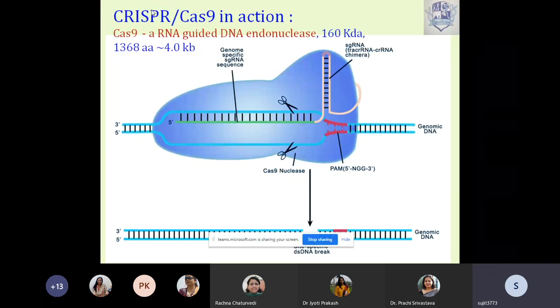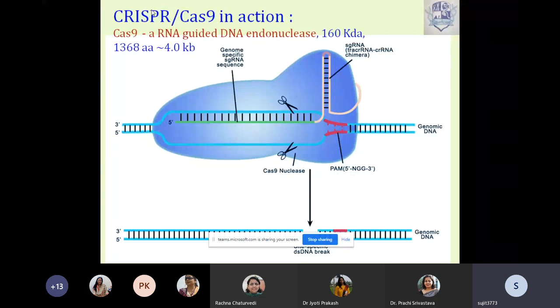Why is this Cas9 in action? How does it act inside the genome, from where to where you wish to edit the genome of your host? This Cas9 is an RNA-guided DNA endonuclease. Cas means CRISPR associated; CRISPR associated 9, this protein, is the RNA-guided DNA endonuclease. Endonuclease cuts the double-stranded DNA.